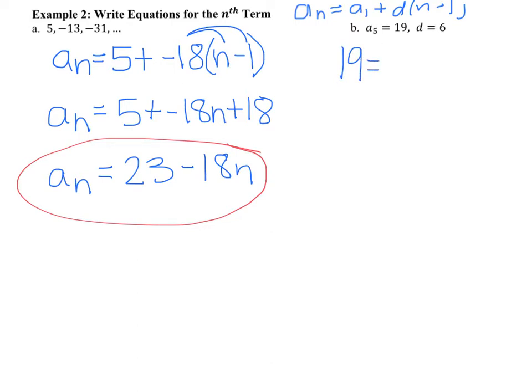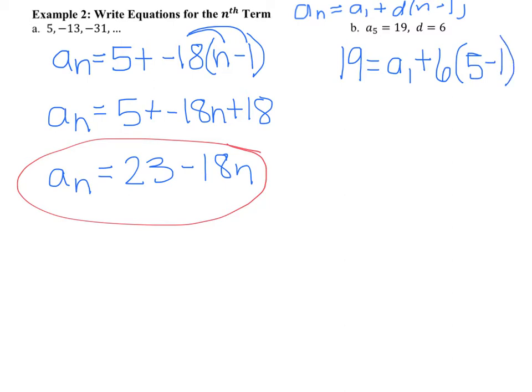And that means that we know that our n value is going to be 5 because they gave us a sub 5. So now we'll go ahead and plug in what we know. We don't know a sub 1 in this case, so we have to leave that as it is. They gave us d as 6, and then we know that since they gave us a sub 5, n will be 5.